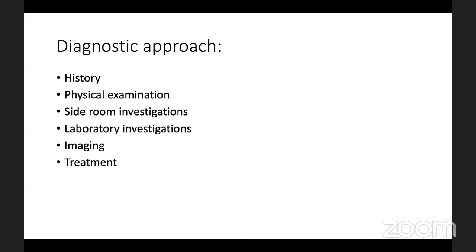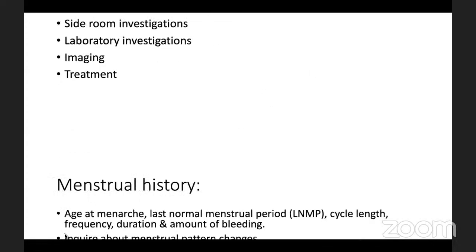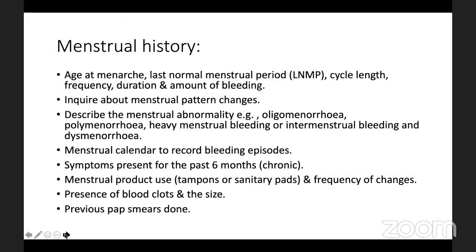Okay, next slide. So in terms of the history, age at menarche, last normal menstrual period, important. You want to know about the cycle length of the period, the frequency, the duration, and the amount of bleeding. So we need to inquire about menstrual pattern changes. It's the very group that I spoke about.